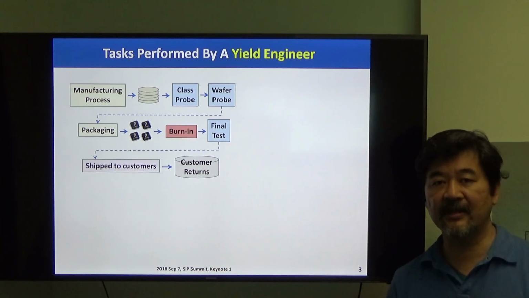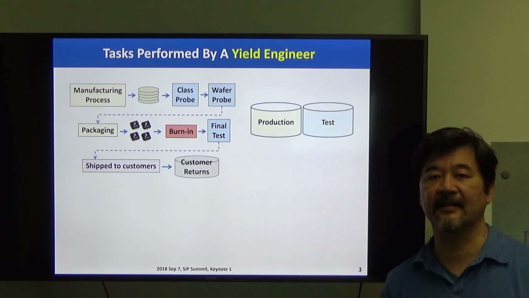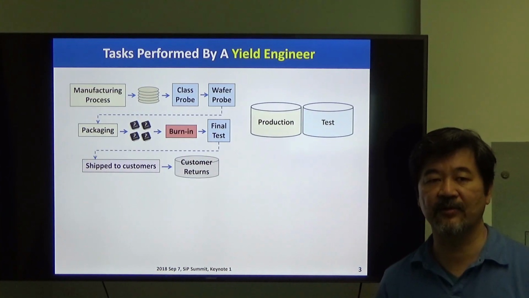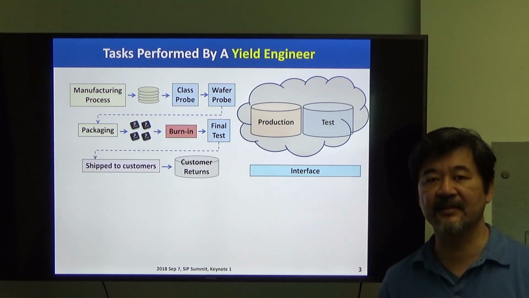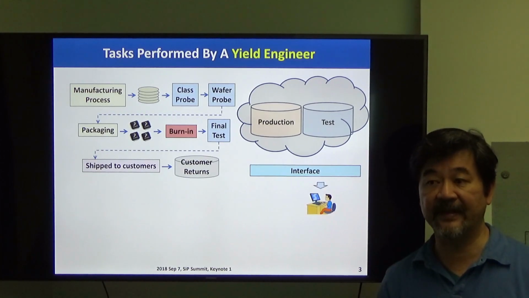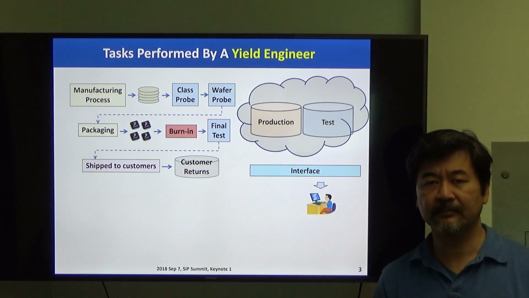So there are basically two types of data. One is the production data, the other is test data. In the company, for example, today all the data are stored in the cloud, and there's an interface you can access those data locally, and an engineer basically uses that interface to watch what happened in the production and in the test flow.